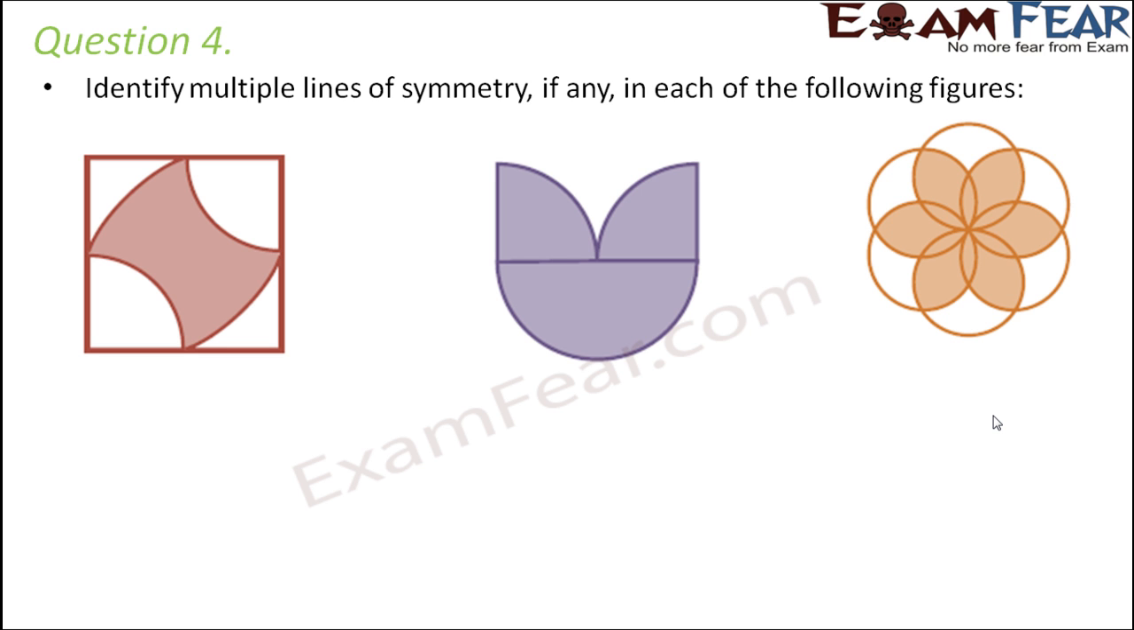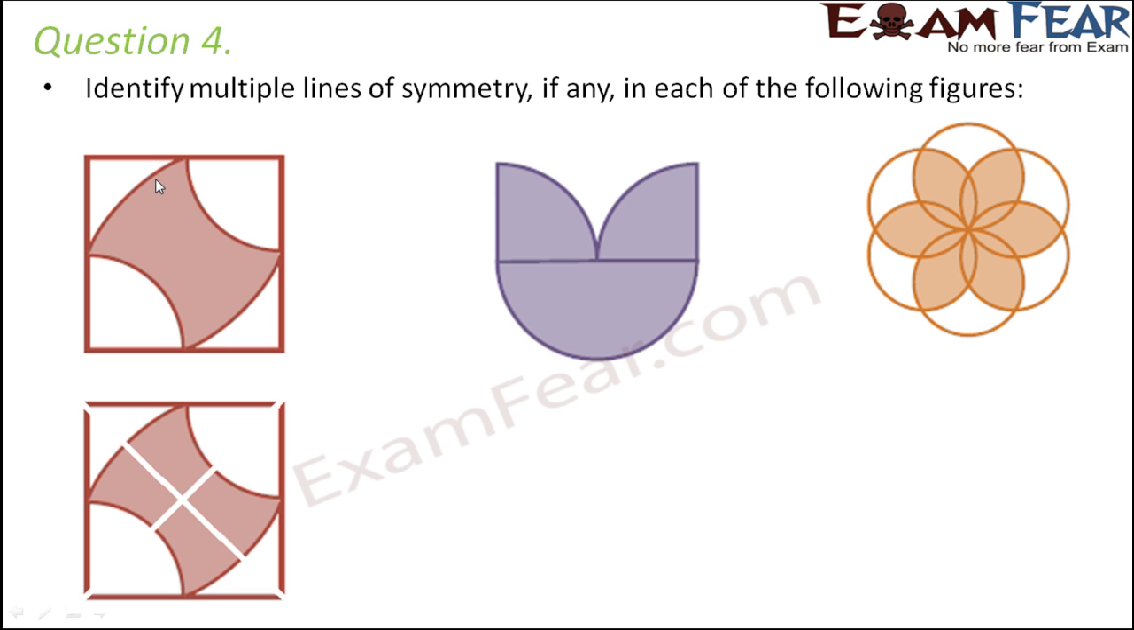See here, one possible line could be this one, a diagonal on the square. So you see this would divide it into two halves which are identical and mirror images. Similarly, there could be another diagonal drawn like this, which would again divide it into two equal halves, and that is how you can see here these are the two lines. So how many possible lines here? 2. Let's look at the second one.